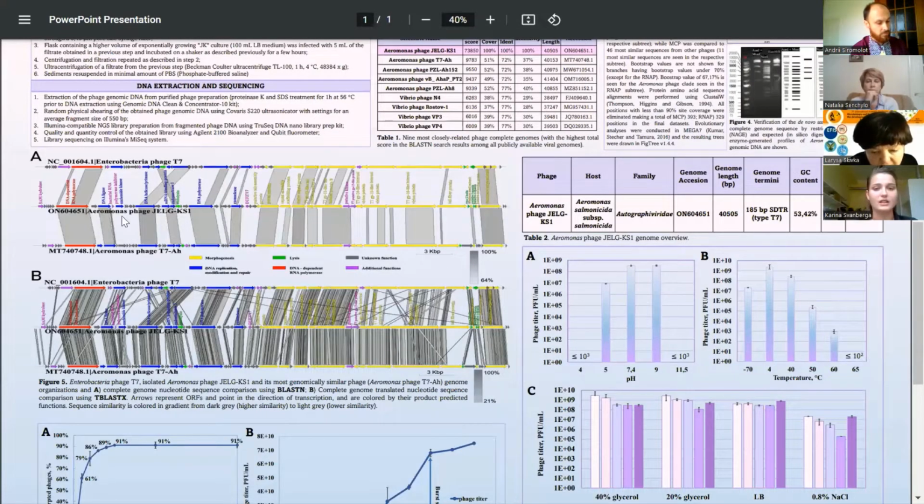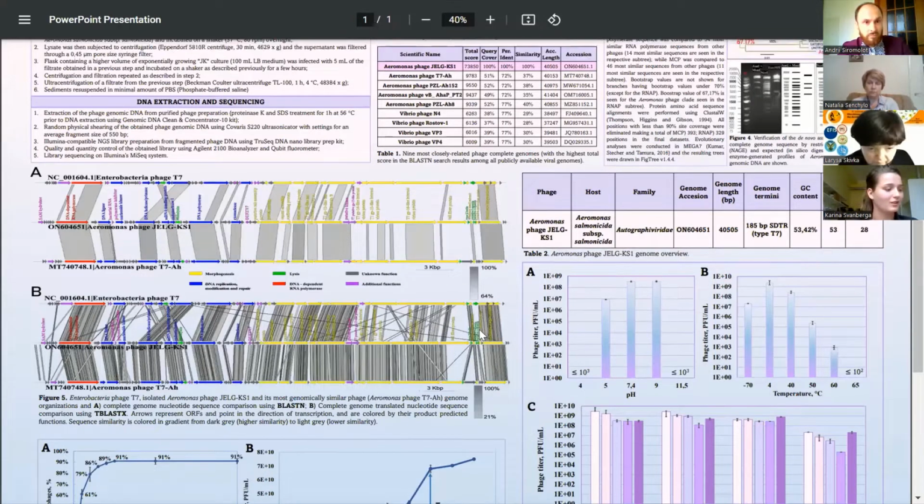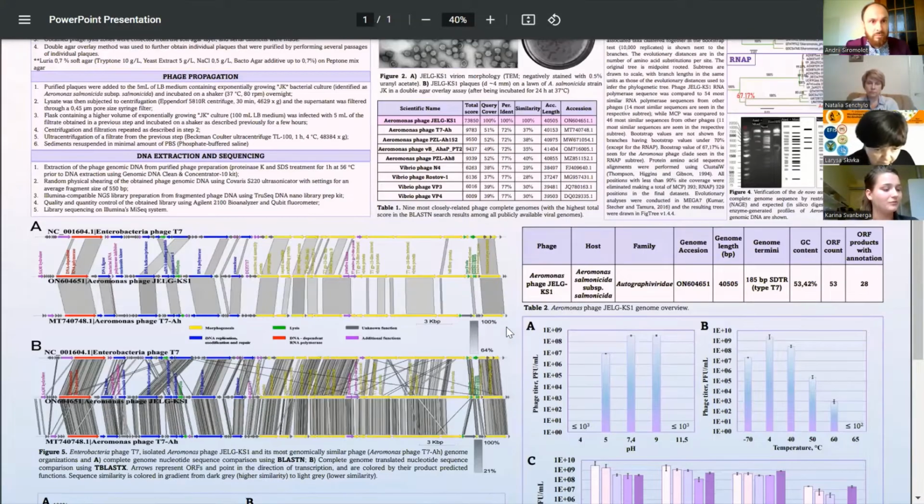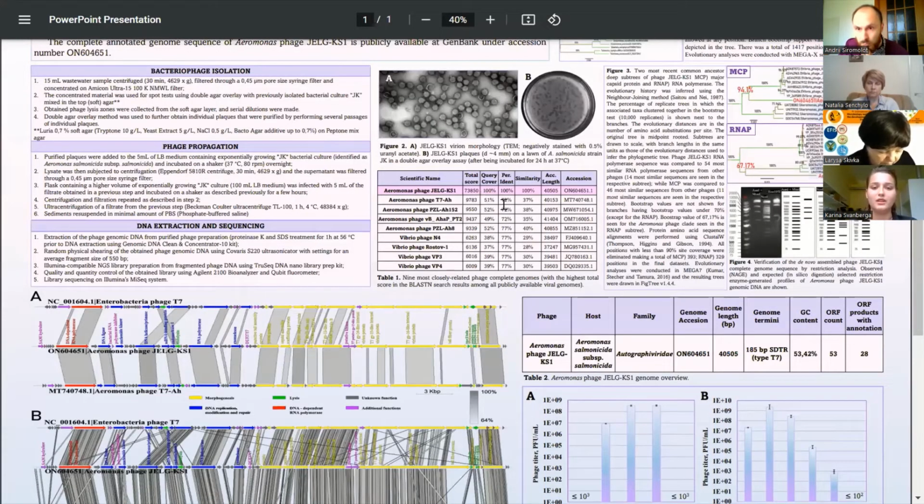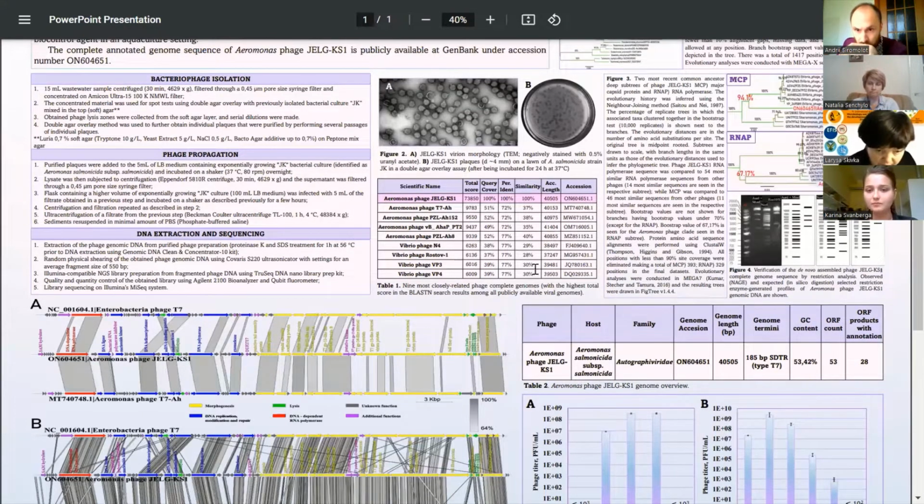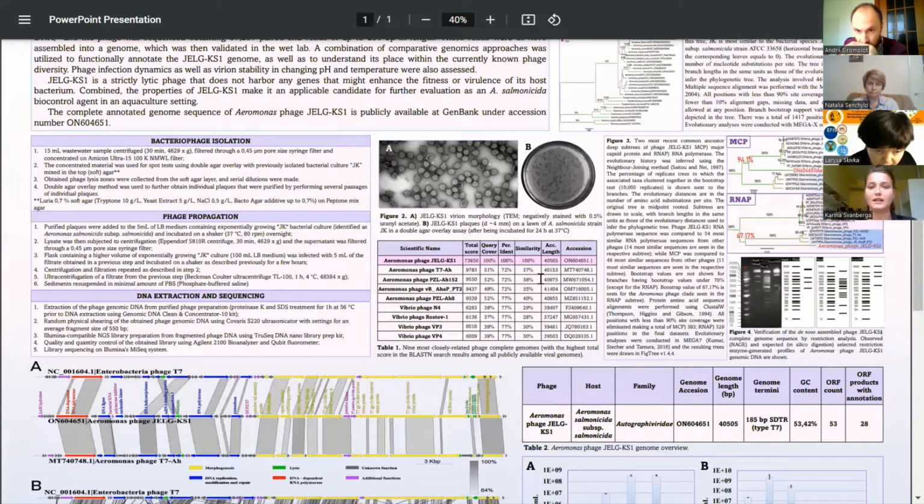And here you can see 53 open reading frames and 28 products with annotations, and they are marked by color, by functions. There you can take a closer look later. And as we can see here, from the 9 most closely related phages, there's only up to 40% similarity to already published ones, which indicates the importance of this phage's novelty.